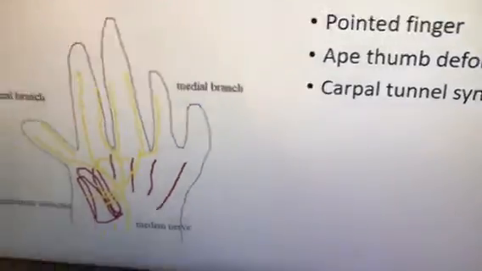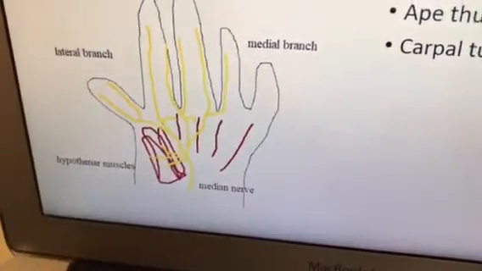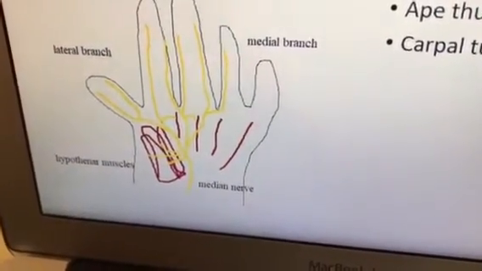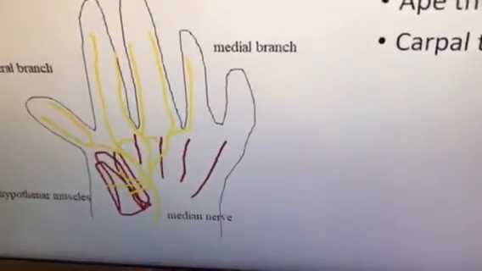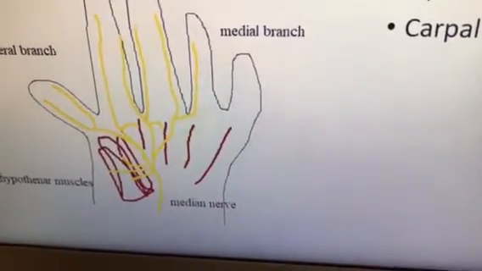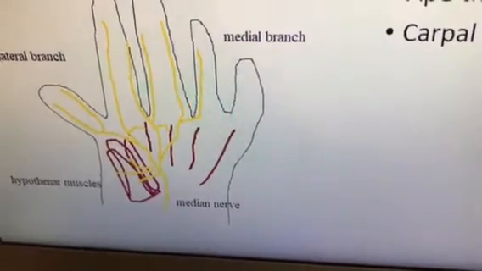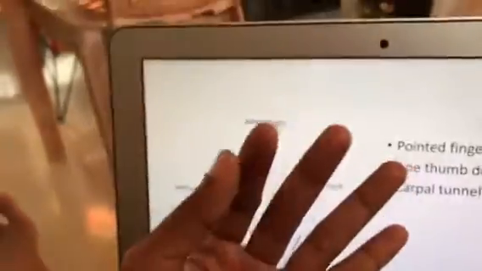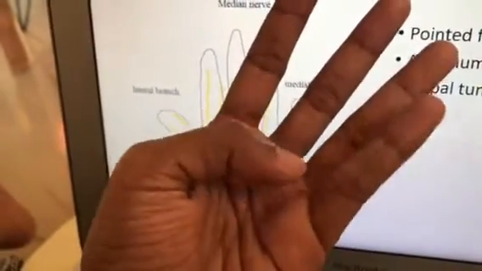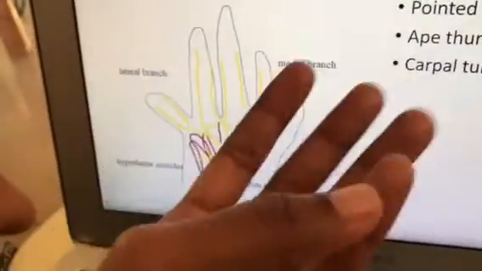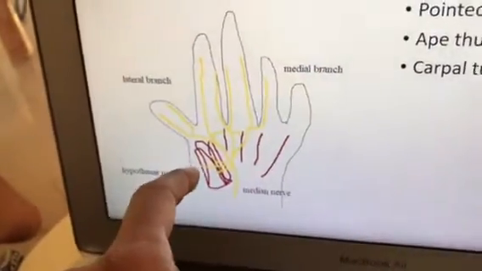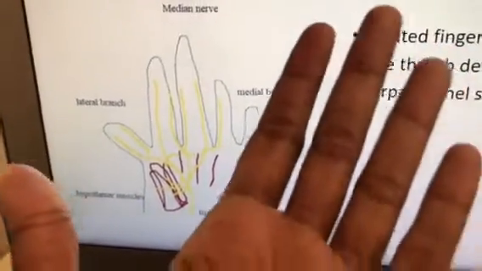The thenar muscles are three muscles I have drawn here: flexor pollicis brevis, abductor pollicis brevis, and opponens pollicis. The opposition of the thumb takes place at the carpometacarpal joint. See, this movement is called opposition. This is done by the carpometacarpal joint. So this is not possible for median nerve injury patients. They will not be able to do the opposition.